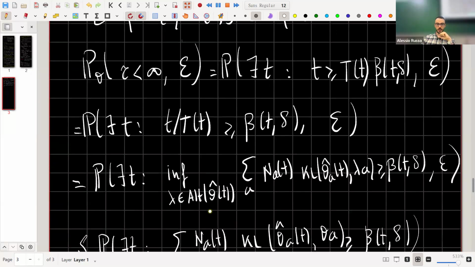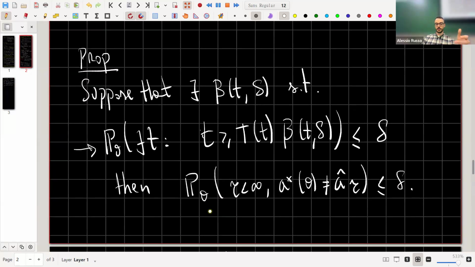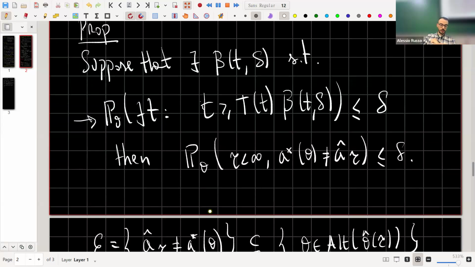So let me repeat. We are going to use the martingale to find what this threshold beta is. But now let's suppose that we have found it. Suppose that it satisfies the Wills inequality, so that the probability that there exists a t such that t is bigger than the empirical characteristic time times the threshold is smaller than delta. If we manage to find this, then we can show that the track and stop is delta correct.